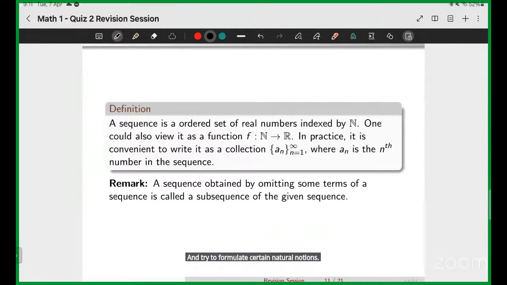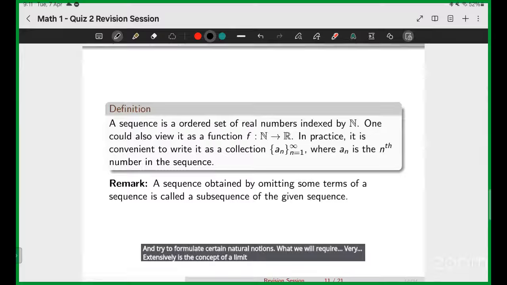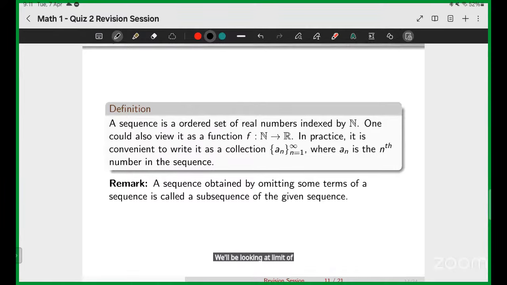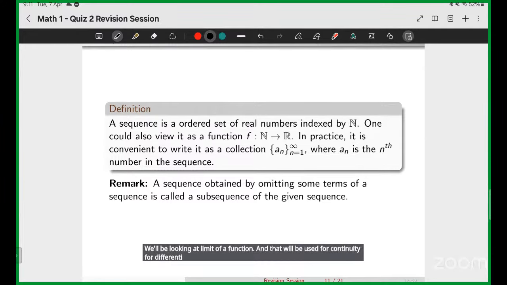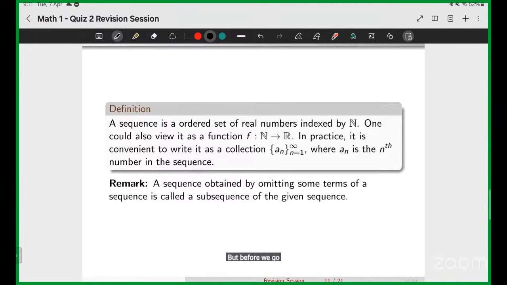What we will require very extensively is the concept of a limit. We'll be looking at the limit of a function, and that will be used for continuity, for differentiability, all of those things. But before we go to the notion of the limit of a function, first we'll see what the limit of a sequence is.